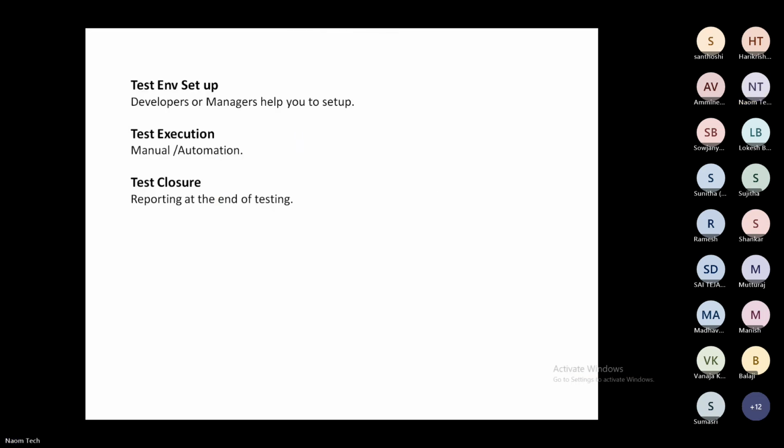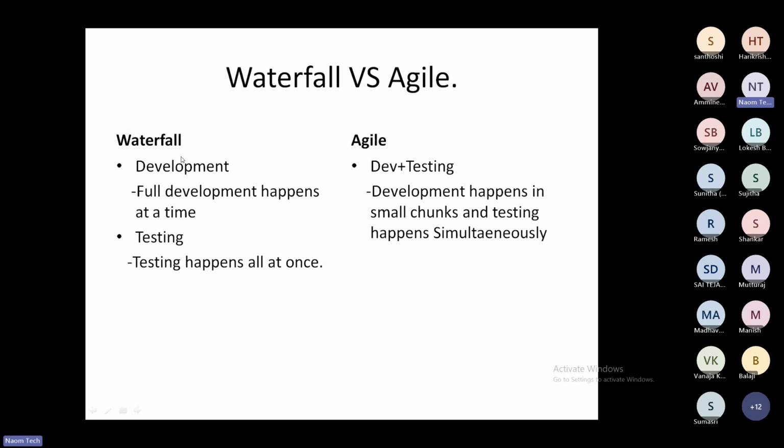Okay. So now another important thing is methodologies, development methodologies or testing methodologies. How you are going to do. So there are two things here when you do these software testing methodologies or development methodologies. One is waterfall, the other one is agile.